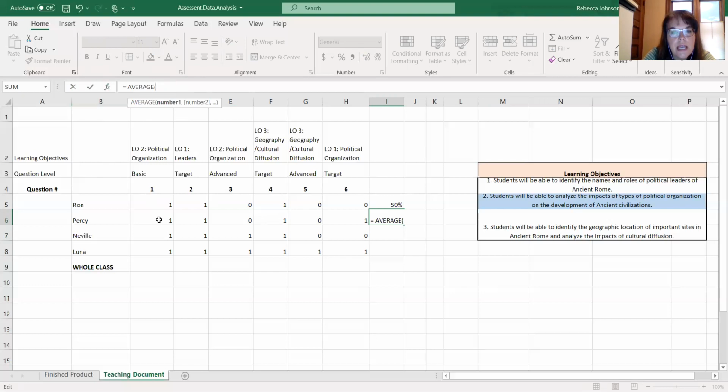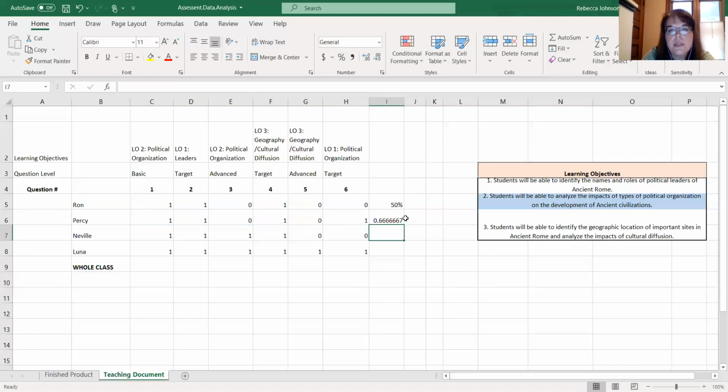So for Percy, I'm in Percy's. So I'm going to highlight his first score here. And I'm going to pull my mouse along so that I have C6 to H6. Now, you can also just type this in. I find it easier to just highlight and do the whole thing, and then I'm going to close the parentheses and hit enter. First I'll end up with the decimal, and then I'm going to hit percentage and see that Percy got 67% of those questions right.